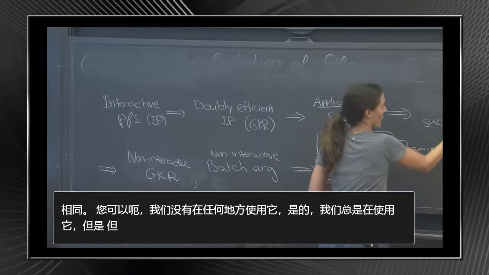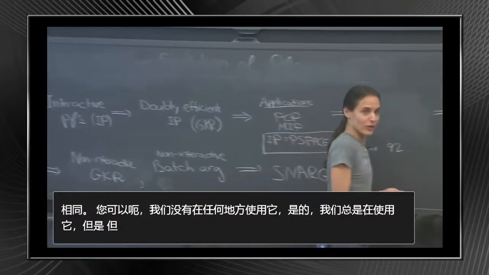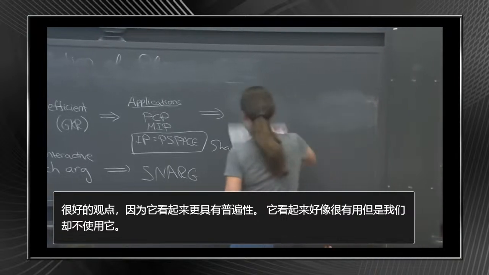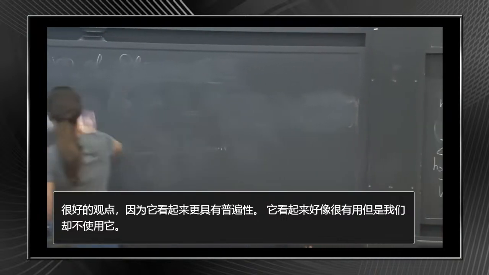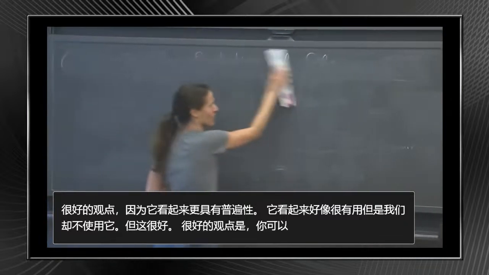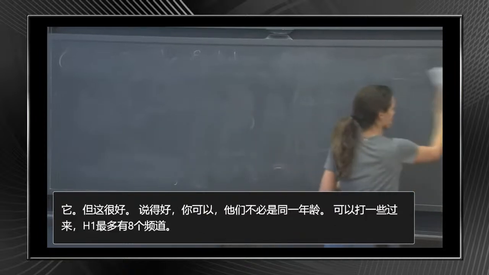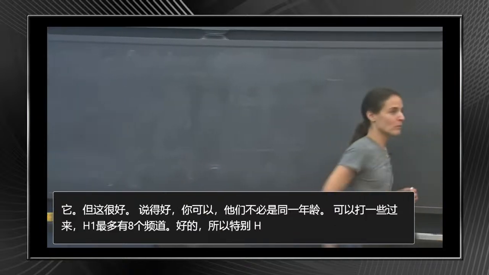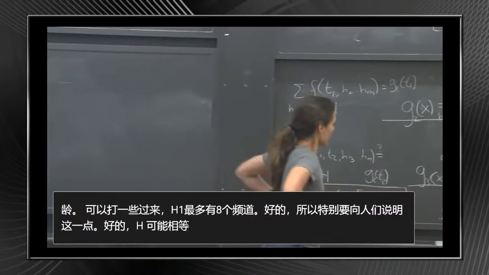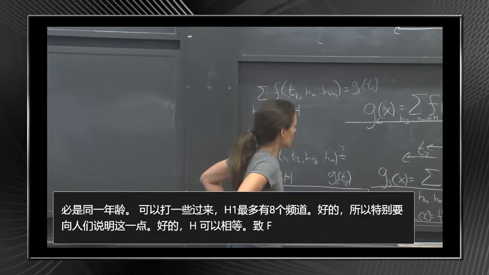that's a very good point, because it seems more general, it seems like it can be useful, but somehow we don't use it. But that's a very good point. Yes, the h does not have to be the same h. It can be sum over h1 of the hn. So in particular, h could be equal to f, right? Yes, h could be equal to f.